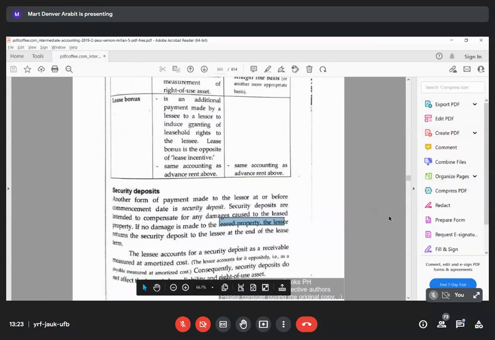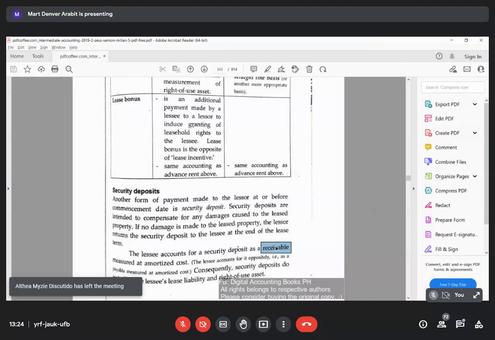So, the lessee accounts for a security deposit as a receivable measured at amortized cost, but sometimes hindi siya receivable, tinitreat siya as other assets. Okay? Kasi hindi mo naman pwedeng i-ano yan eh. Receivable is financial asset. Okay? But security deposit is not considered to be a financial asset. So, hindi mo siya pwedeng ipambayad. Oh, may security deposit ako. Ito na lang yung bayad ko sa services mo. Which is not the case in the real corporate world. Okay?